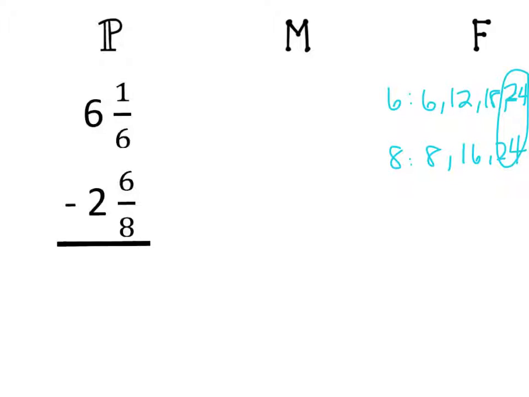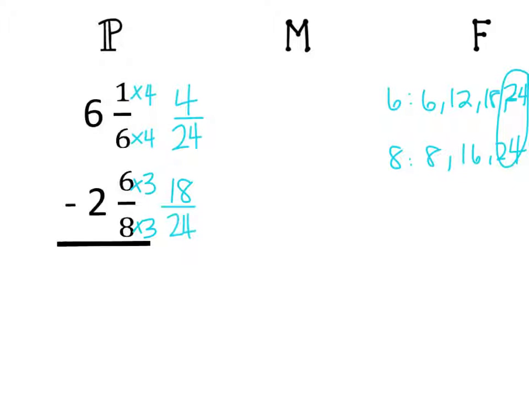So I'm going to come over here. I'm going to scoot over a little bit further this time. And I'm going to find my multiples of 6 and my multiples of 8. 6, 12, 18, 24, stop, and 8, 16, and 24. So there is my least common multiple, 24. So I'm going to come back over here, and I'm going to rename my denominators as 24. So what happens to 6 to make it a 24? Well, 6 times 4 is 24, so 1 times 4 is 4. And then what happens to 8 to make it a 24? 8 times 3 is 24, so 6 times 3 is 18.